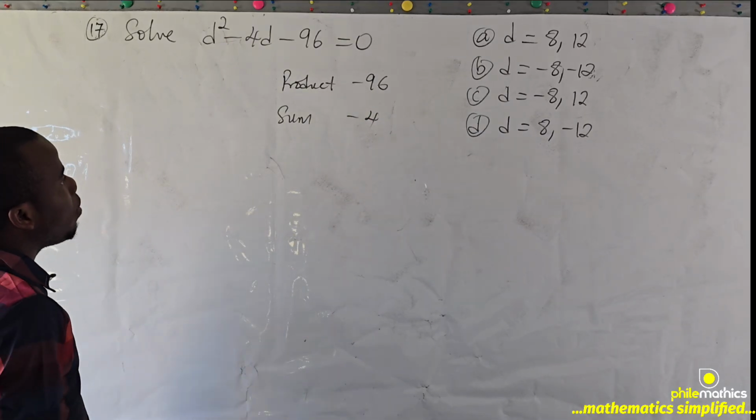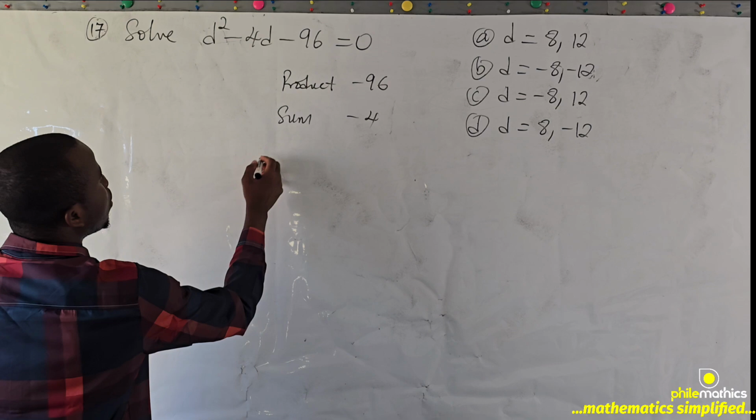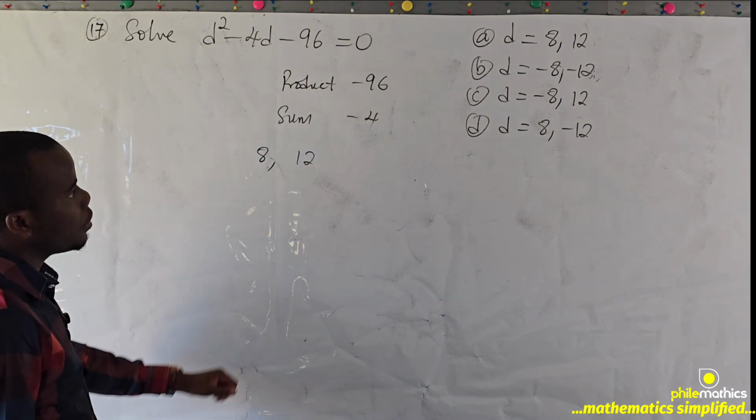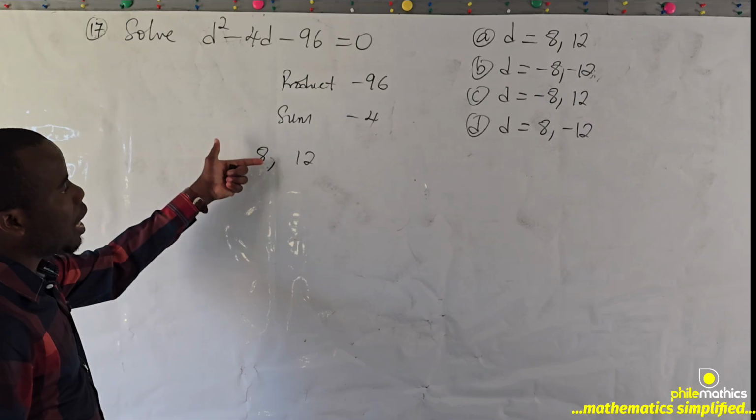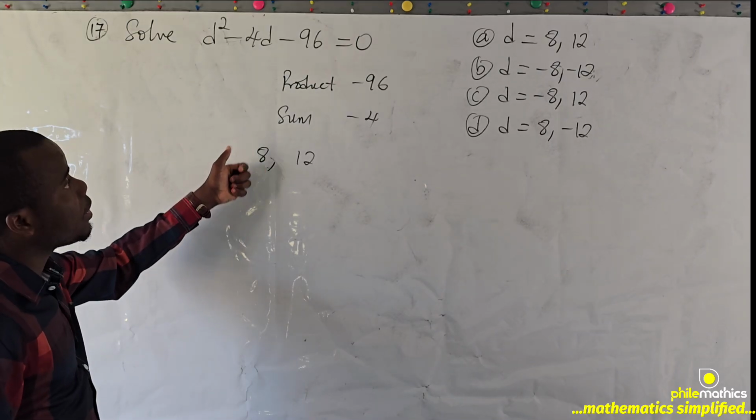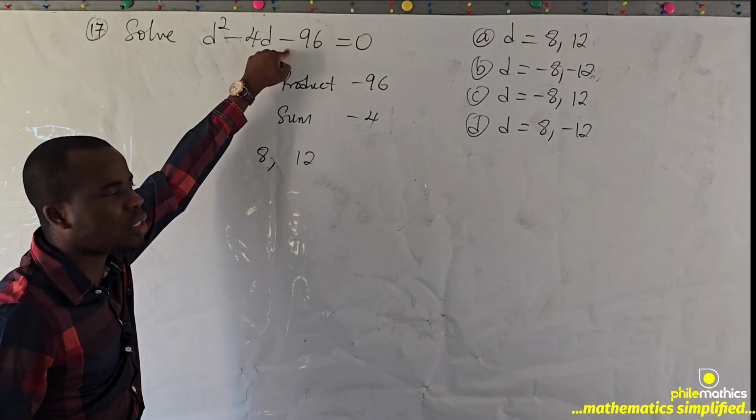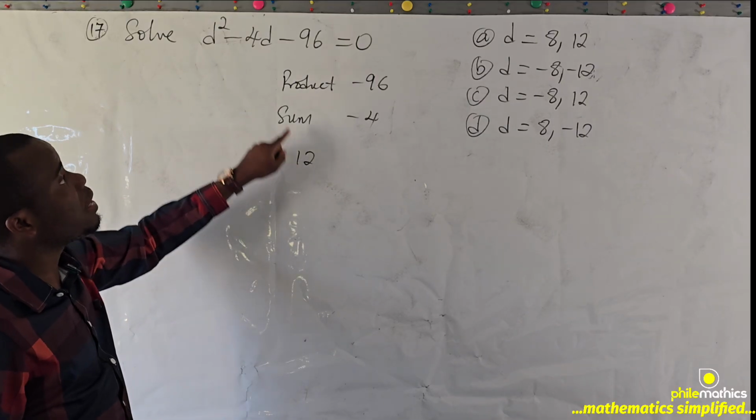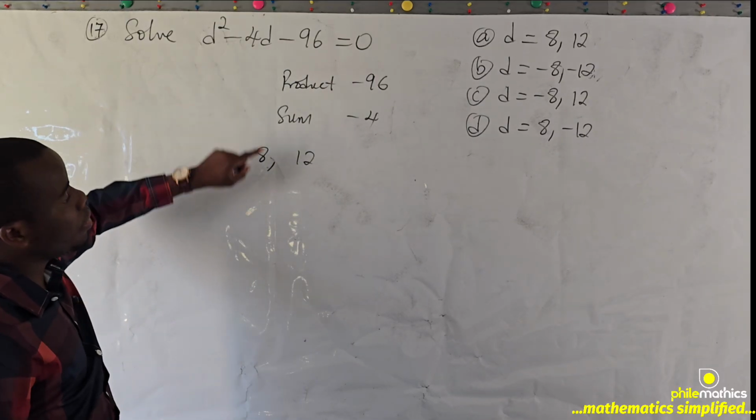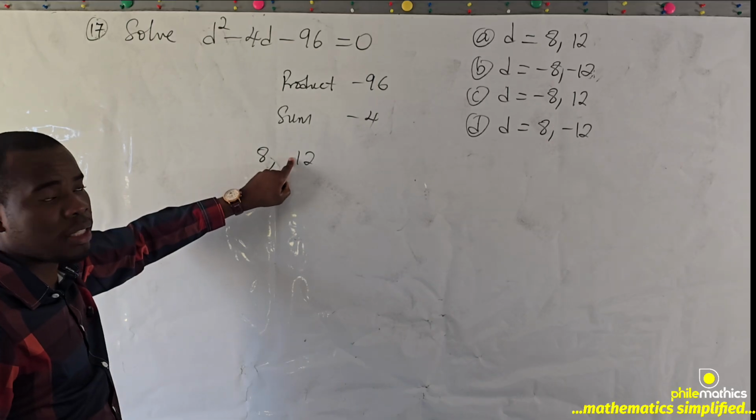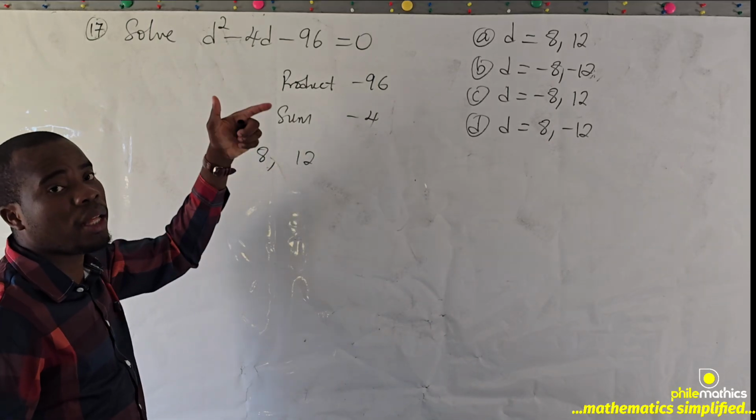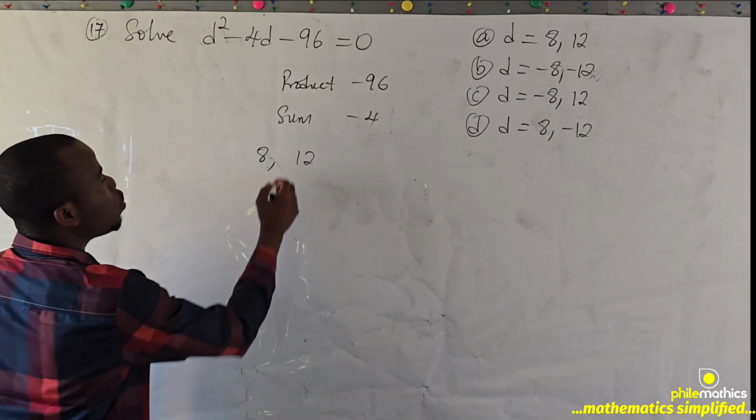Two numbers that come to mind will be 8 and 12. Now, how do we put the sign? Since we have negative here, it tells us that one of these must be negative. So which should be negative? Since we have negative here, that means the negative will be on the bigger one, so that the smaller one minus the bigger one will give rise to a negative number. So this will be negative.